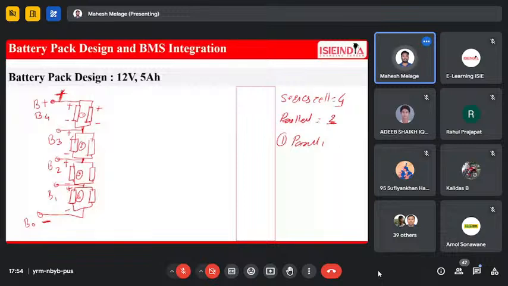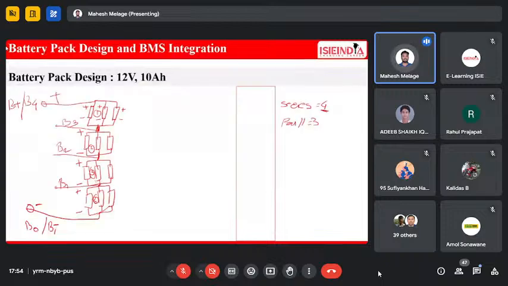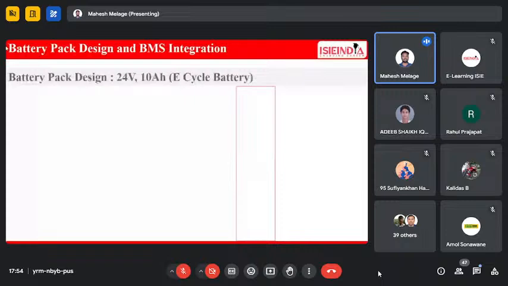Okay, this battery pack has 2 parallel. Why? The capacity is low, 5 Ah. In this battery pack, the capacity is double, approximately 10 Ah. So parallel is the 3 cells. Similarly, you can calculate the E cycle battery pack, 24 volt, 10 Ah, in series connection.